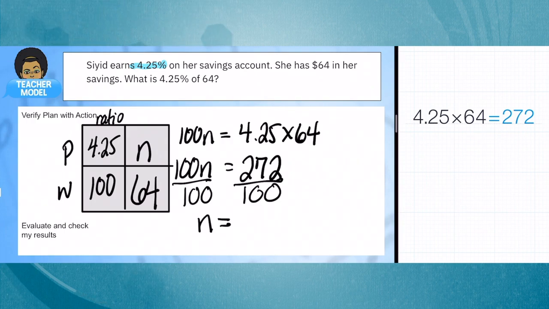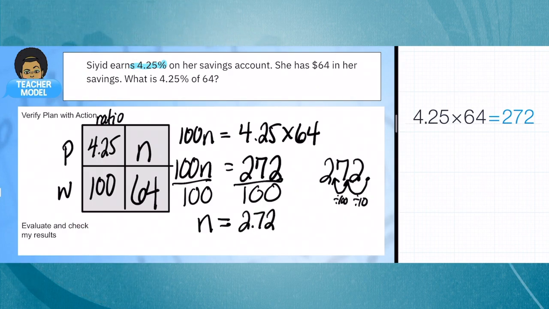And so n is equal to what? Anytime I divide by a magnitude of 10, if I divide by 10, I move the decimal one time. Divide by 100, I move it twice. So in my head, I'm just moving the decimal two times to get 2 and 72 hundredths. And that is our answer.